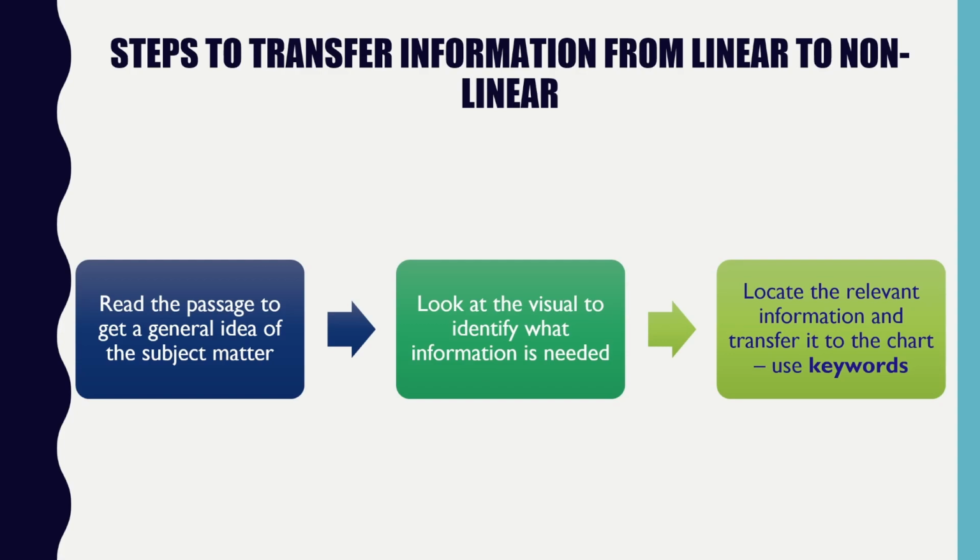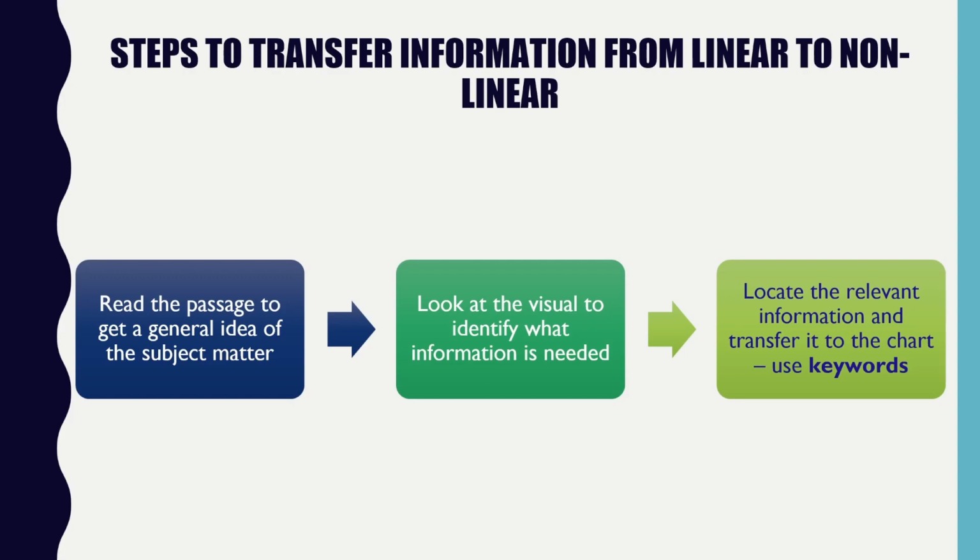and then look at the visual to identify what information is needed. So this is the other way around. Okay, for you want to do linear to non-linear to linear. So look at the chart, whatever you want, you need to be able to understand which one is important for you to know. For example, which one is the biggest, which one is the smallest, then what is the whole thing about. Those are what you need. And then look at the relevant information and transfer it to the chart.